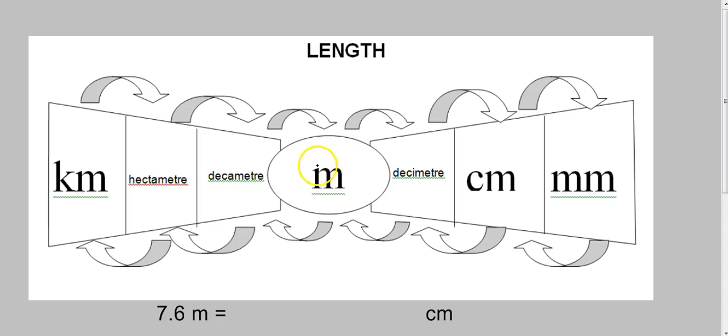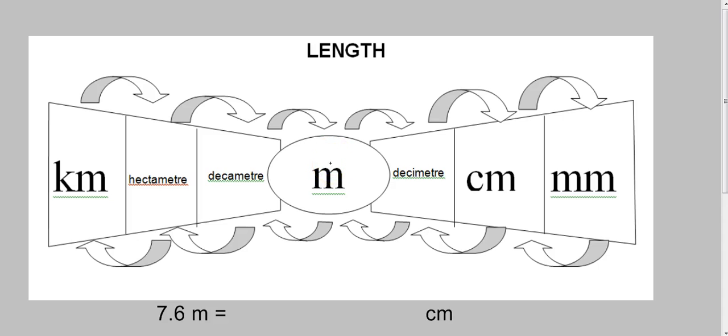Now, the way that we use the bow tie, let's look at an example. Say we have 7.6 meters. Now, probably in your head, you can work out that that's 760 centimeters. But let me show you how the bow tie works. The meters, the unit that you've got, you start with that on the bow tie, and then you head towards the unit that you want. So let me show you that happening.